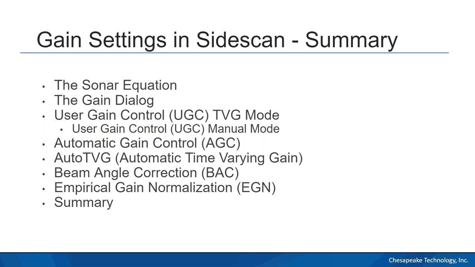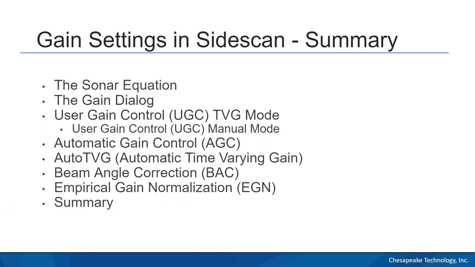Since EGN is using data from all files, do outliers in specific files, that is corrupted sections from problematic transducers, have a chance to get applied to other files, potentially messing those files up? And the answer is yes. If you have large outliers in one file and you feed it into EGN, it can mess things up. The solution to that is either increase the number of files that you're putting into EGN so that the outlier doesn't have as much weight, or remove that line from the EGN building.